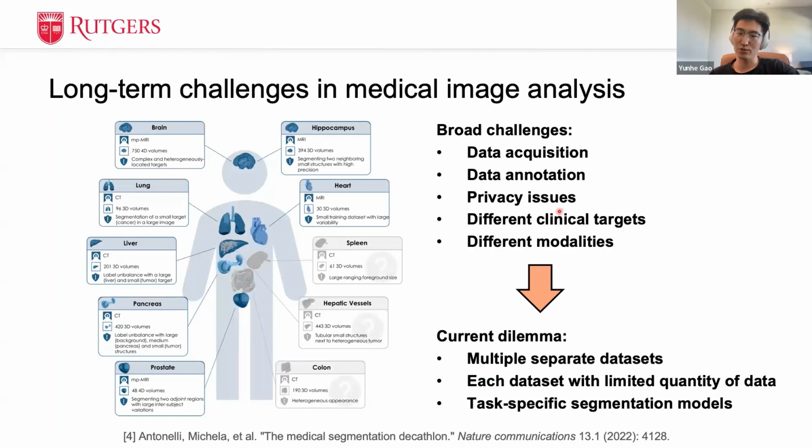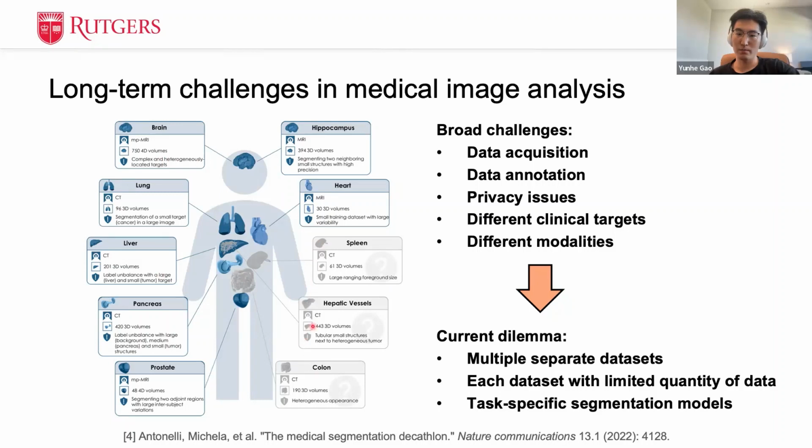Also, privacy is a big issue because it makes it difficult to get access to large-scale sensitive patient data. Besides these issues, the current clinical workflow usually focuses on disease analytics and diagnosis, making the current medical imaging datasets such that the modality and the annotations are strongly tied to specific clinical objectives.